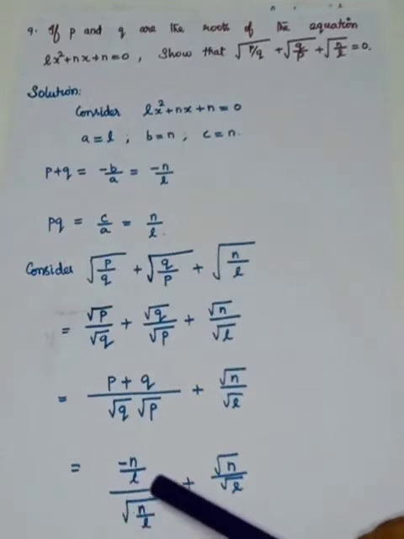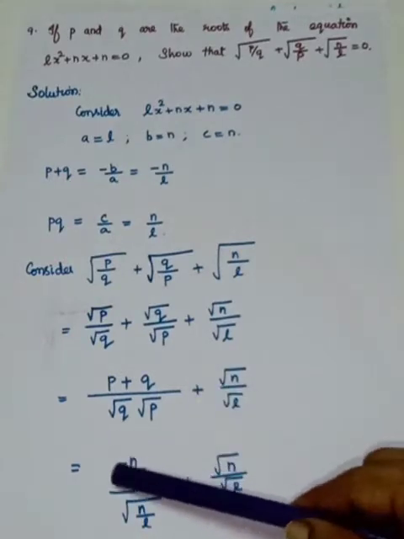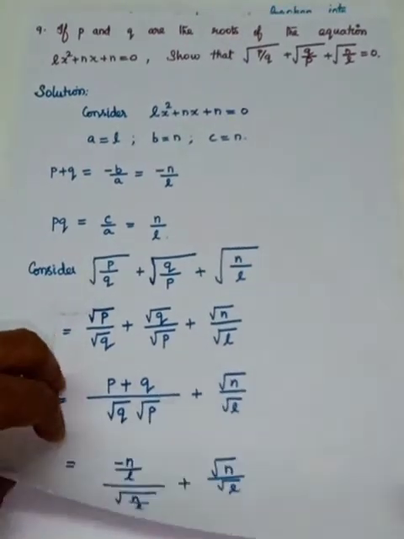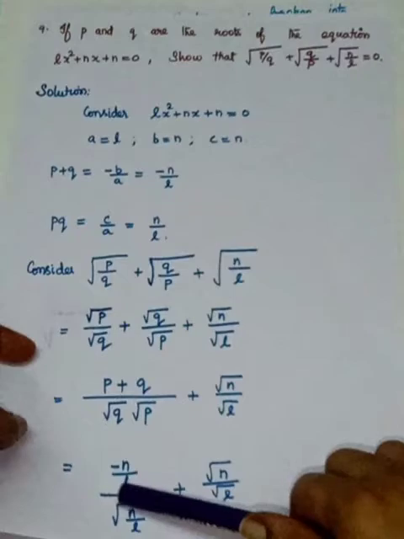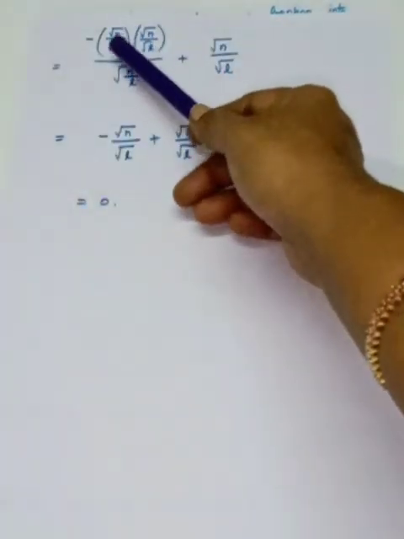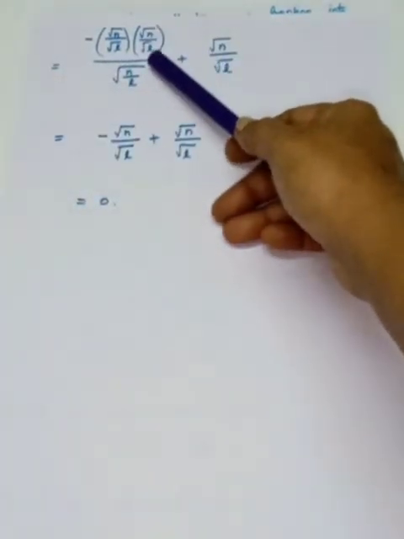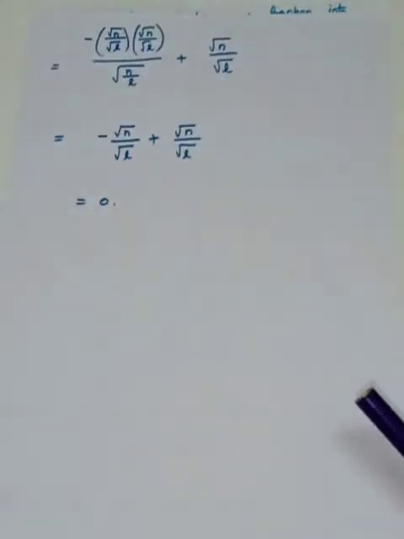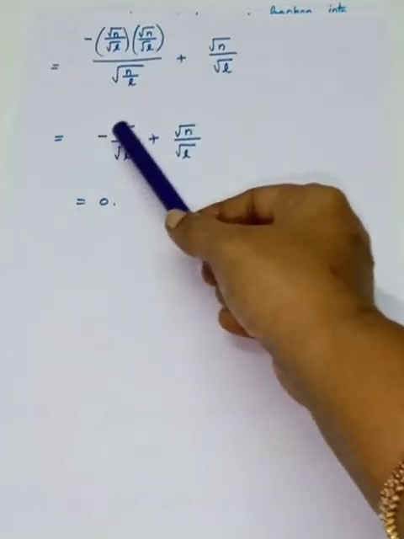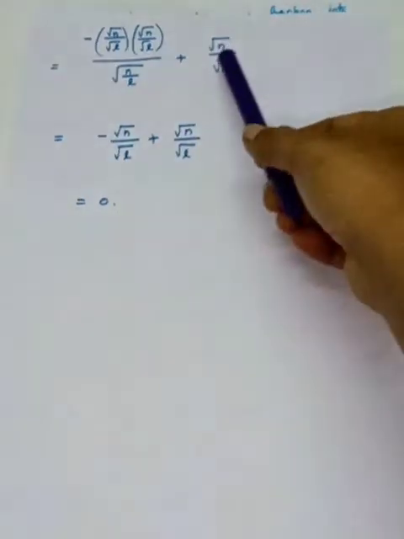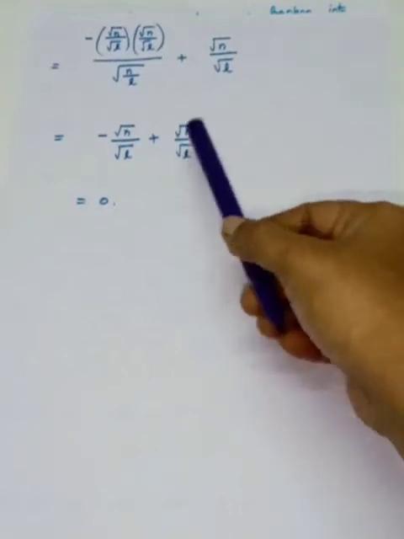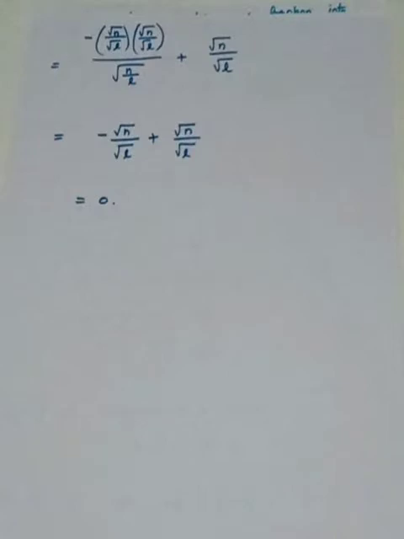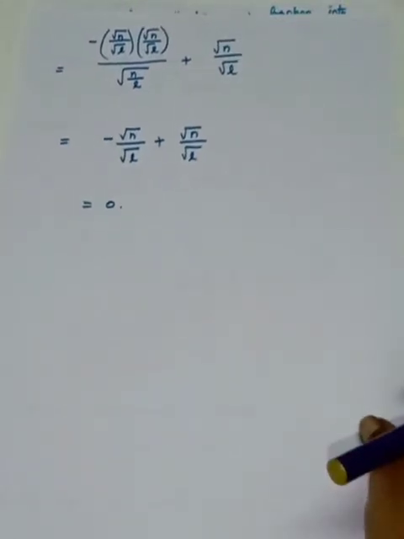So it is nothing but square root of n by l. How can you write this n by l? 2 can be written as root 2 into root 2. In the same way, n by l can be written as root of n by l into root of n by l. So one square root of n by l gets cancelled. Here the remaining is minus root n by l divided by root n by l, plus root n by l divided by root n by l. Both are the same. One is minus, another one is plus. So the addition is equal to 0. So we have proved the result.